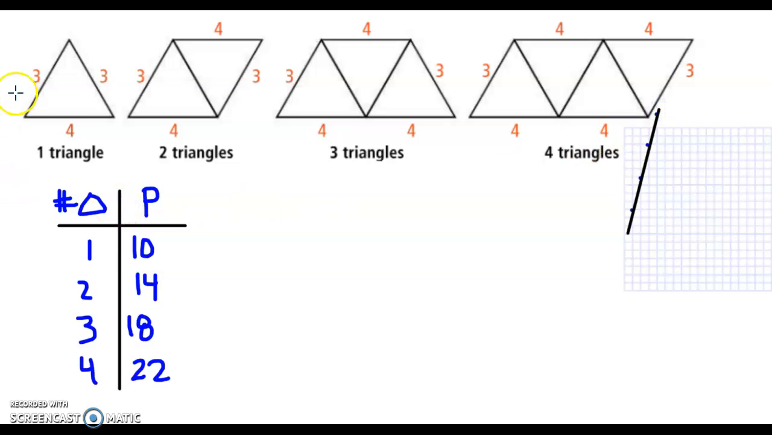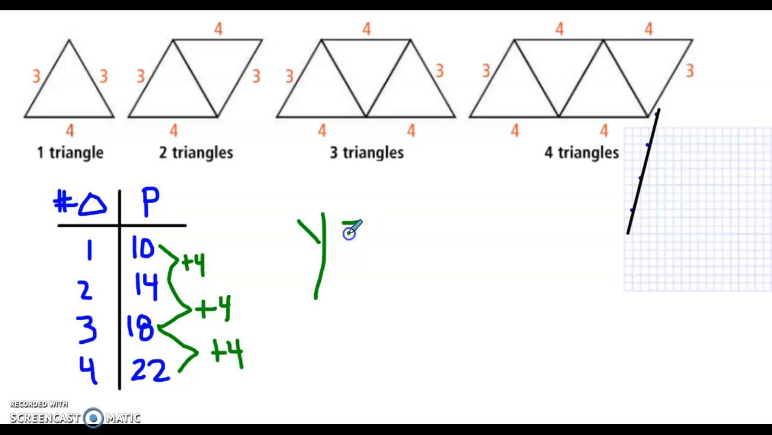It is linear. If you look at your table over here, you can tell it's linear because from 10 to 14, you add 4. From 14 to 18, you add 4. From 18 to 22, you add 4. So our equation, y equals what x plus b? We can look and see what is constant.